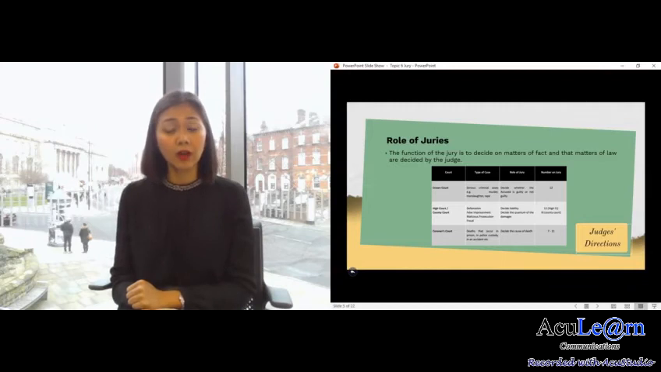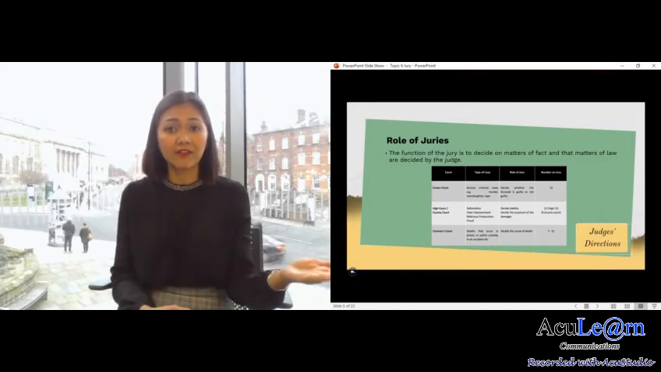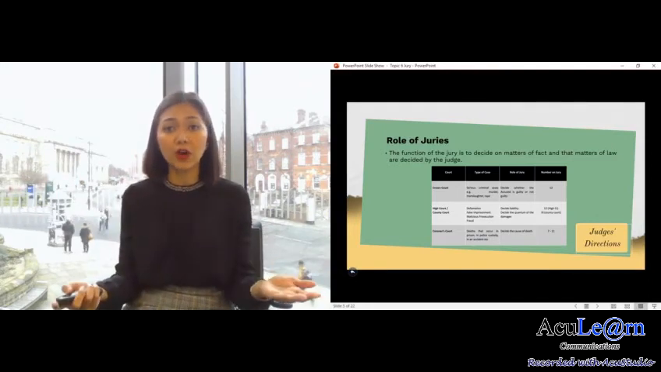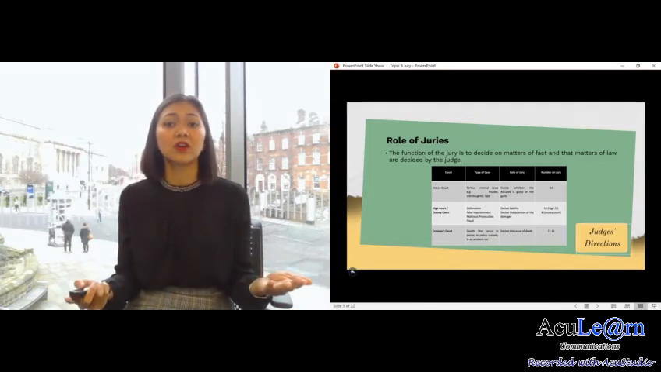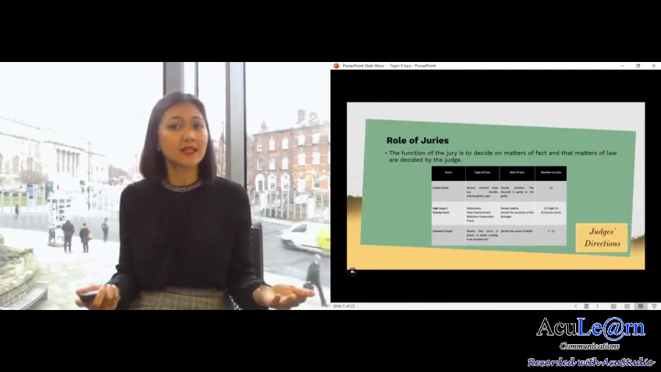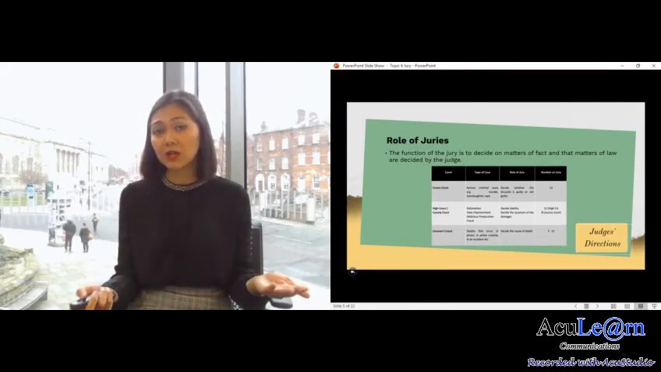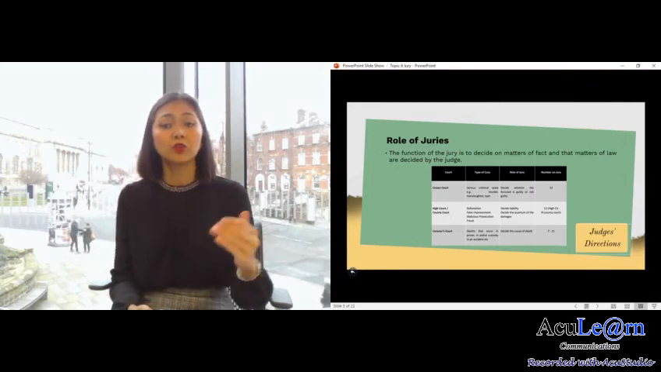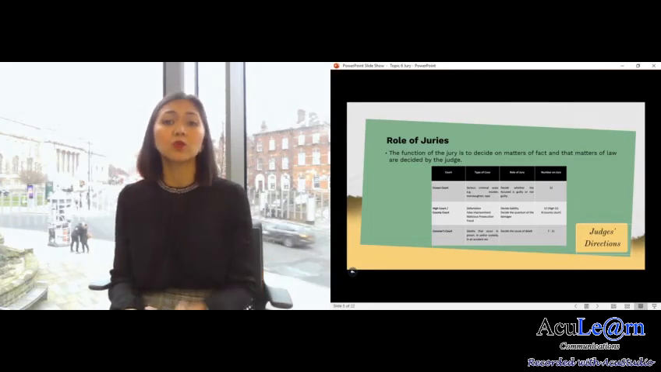So in Crown Court, the role of jury is to decide on a matter of fact and subsequently come up with a decision whether the accused person is guilty or not guilty. The judges will decide on the matter of law. Whereas in county court, because it's a civil matter, there's no guilty or not guilty person. So juries will decide on the liability, or what we call the quantum of damages when it comes to civil cases. The number of juries for Crown Court needs to be 12, whereas for High Court it will be 12 juries, and in County Court it will be 8 juries.